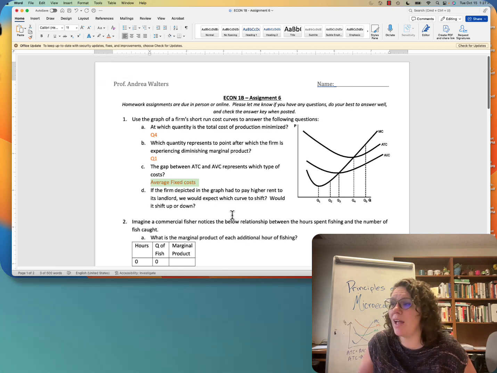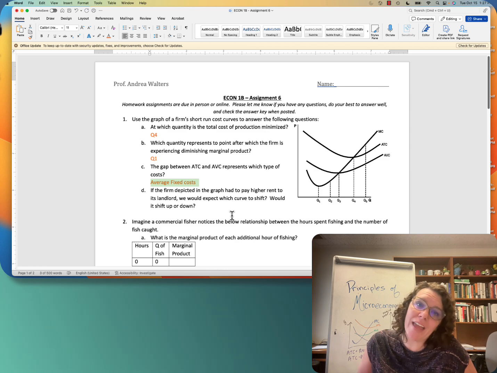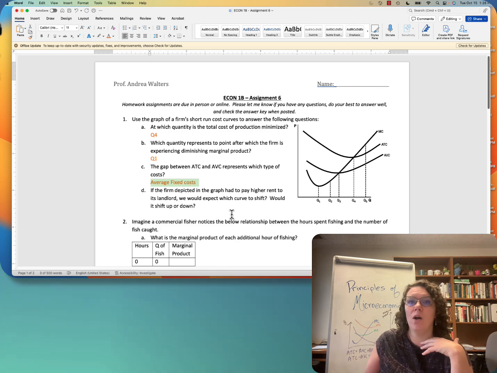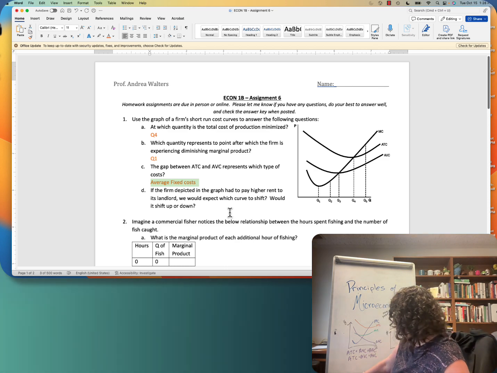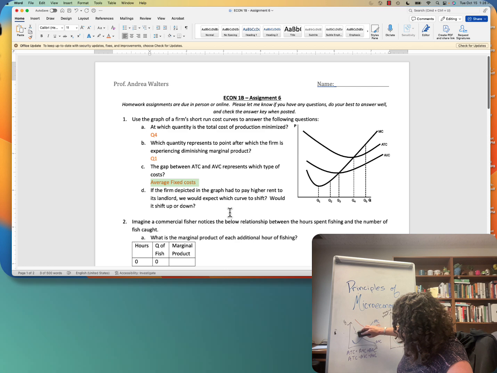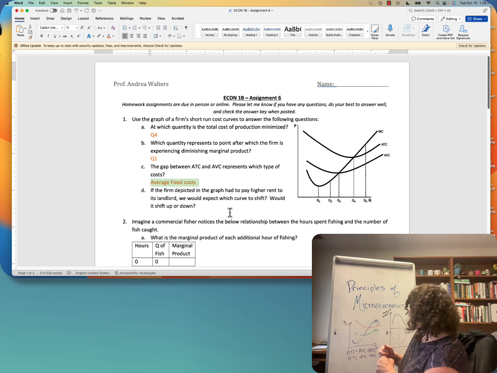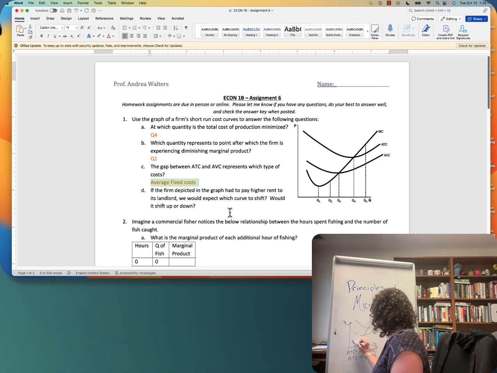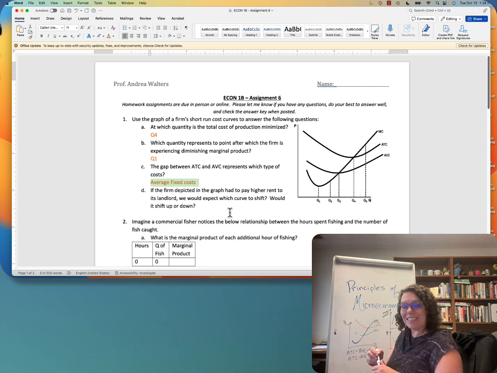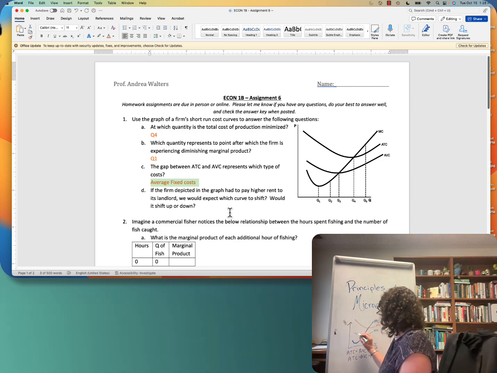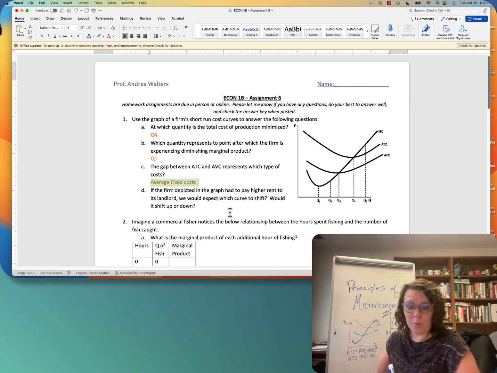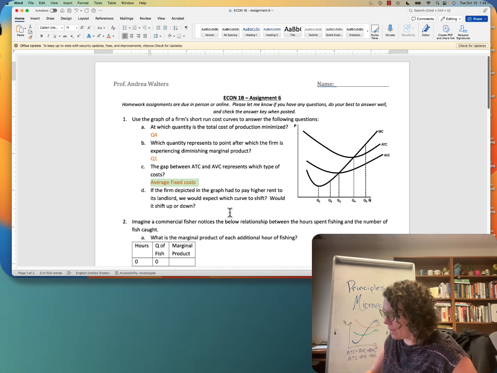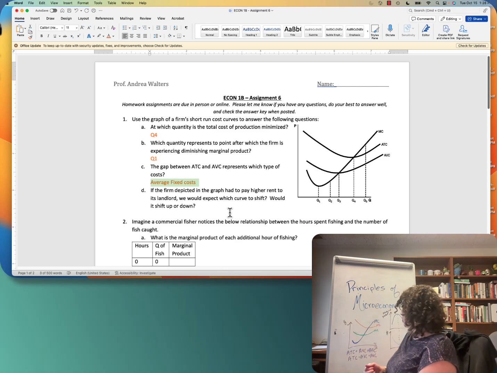The firm depicted in the graph may have to pay higher rent. If they have to pay higher rent, which curve would we expect to shift, and will we expect it to go up or down? We want to remember that without this average fixed cost curve built in, the only place, well, first of all, I'm getting ahead of myself. We want to remember that paying rent is something that does not scale up or down, does not increase or decrease as we produce more or fewer units. It's not going to be something we can change today or tomorrow.